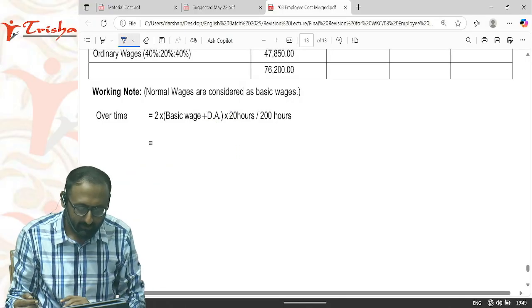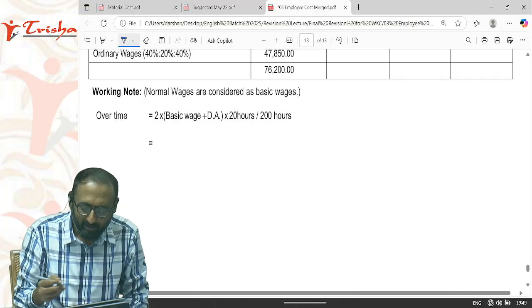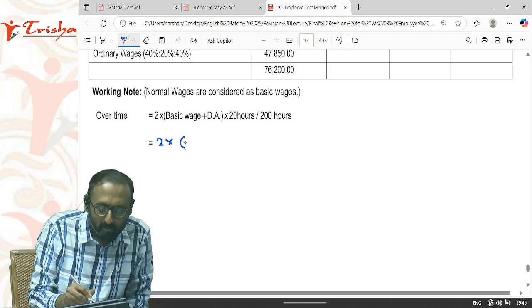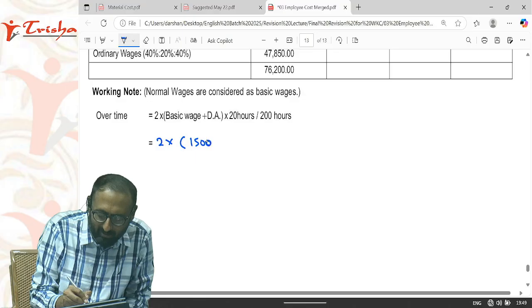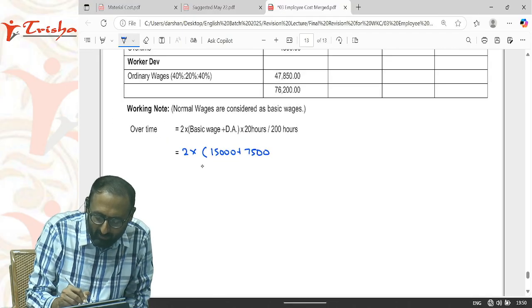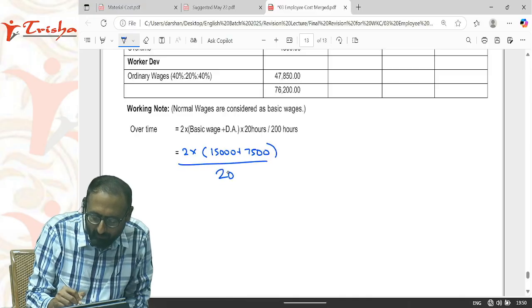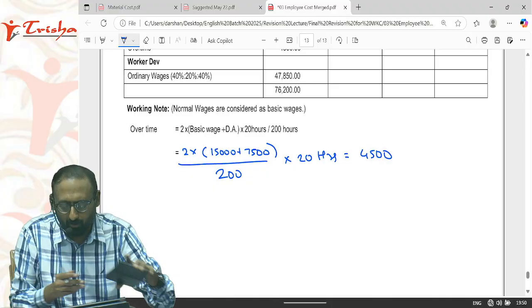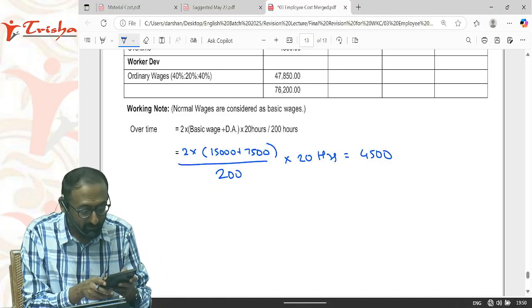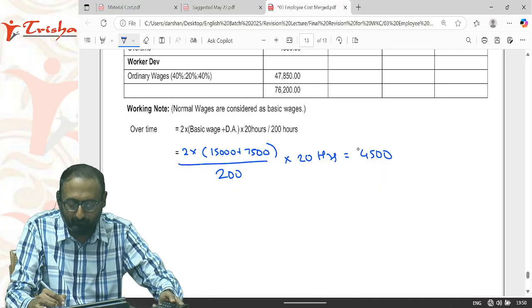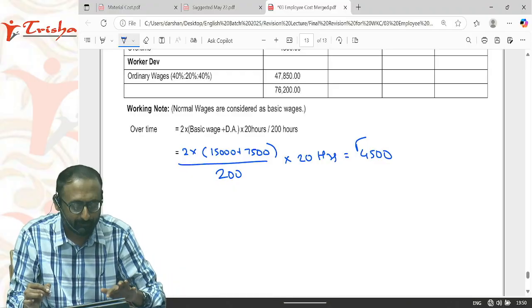Overtime wages are double the normal basic wages and dearness allowance. Basic wages are 15,000, so 2 multiplied by basic wages. Dearness allowance is 7,500. This is the cost for 200 hours multiplied by 20 hours. Please check whether our calculation of 4,500 is correct: 22,500 multiplied by 2 divided by 200 multiplied by 20. Is it 4,500 overtime wages?